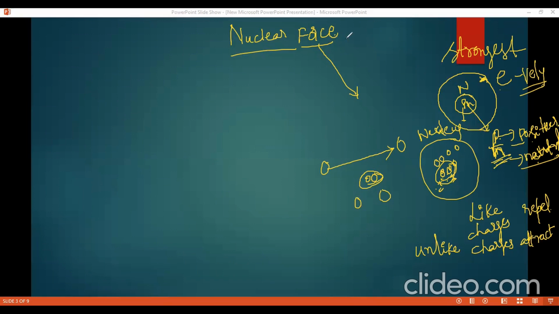So which force keeps them together? The nuclear force. It is the strongest force. It keeps the nucleons together. What are nucleons? Nucleons are protons and neutrons. Because these two are present in the nucleus, we call them nucleons. Got it? Yes, very good.